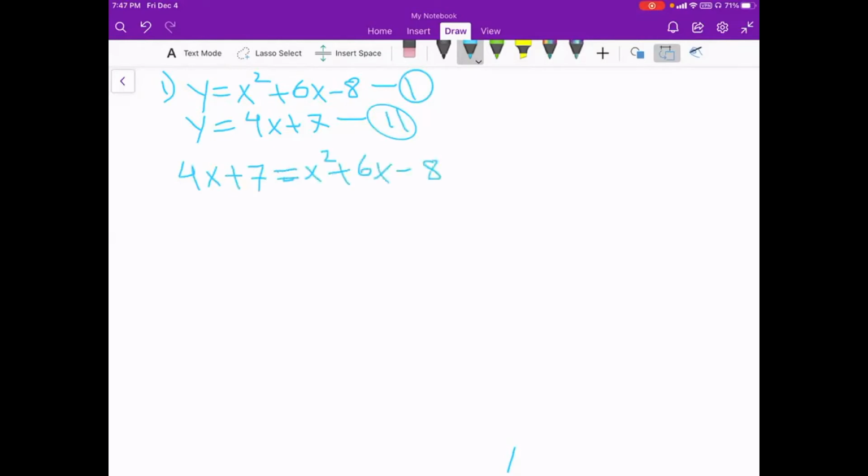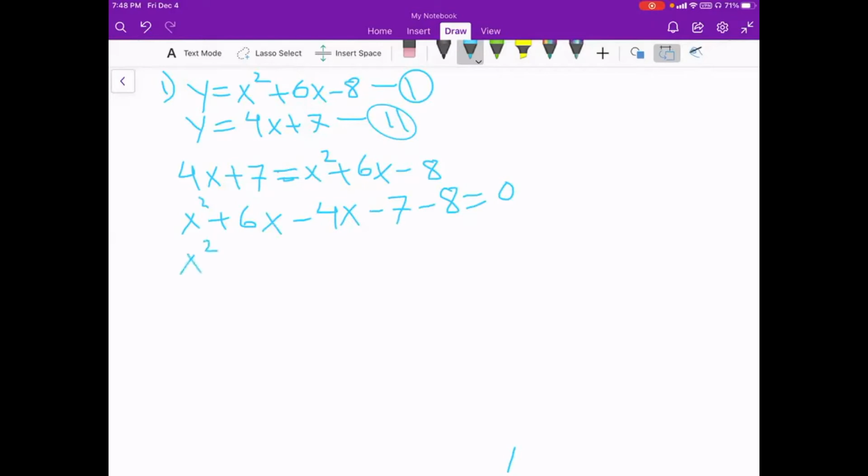and after you do that, you should try to get everything to one side. x squared plus 6x, and I'm going to transpose the 4x and plus 7 to the other side. So then I should get negative 4x minus 7, and obviously you had the negative 8 in there, and then set that equal to 0. And you guessed it right. As your next step, you should be simplifying.